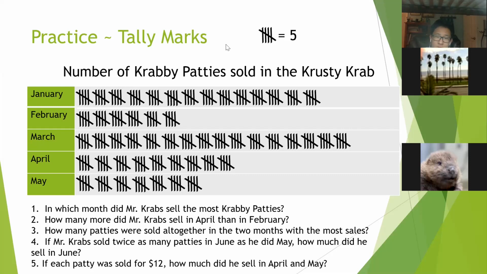Alright, so a lot of you finished number 1. I'm going to do number 1 for you guys. The first question is the easiest question. In which month did Mr. Krabs sell the most Krabby Patties? You just look at the graph and see which one of them has the most tally marks. As you can see, March has the most tally marks. What that means is that that's the month in which he sold the most Krabby Patties. So number 1 is March.